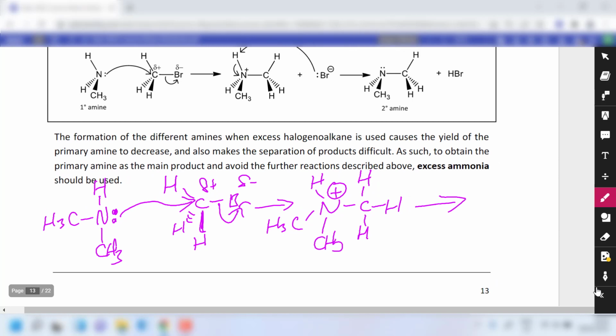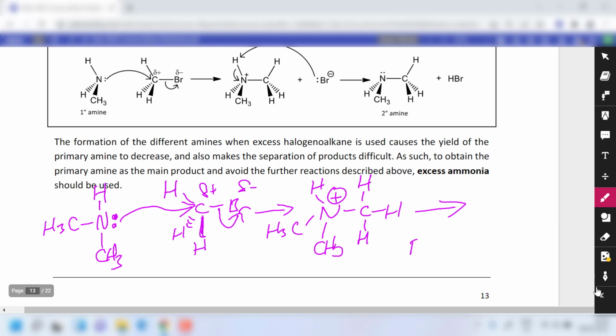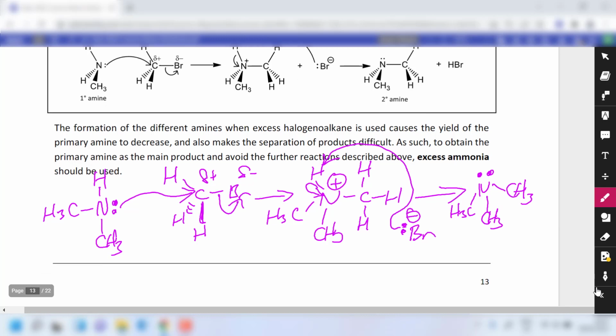The bromide which leaves will then abstract a proton from the conjugate acid, and then the N-H bond will break towards the nitrogen to neutralize the charge. So in this case I'm going to get the tertiary amine, which looks like this with a lone pair of electrons. The lone pair of electrons comes from the heterolytic bond breaking of the N-H bond, plus HBr. So this is what we call a tertiary amine.